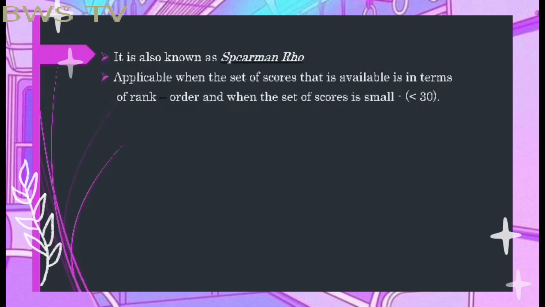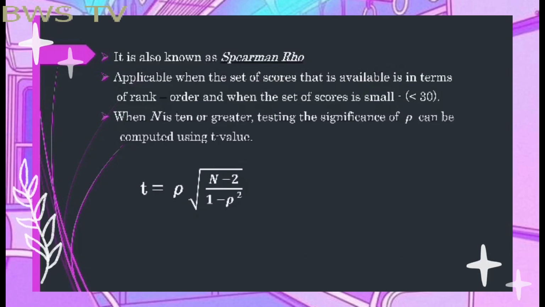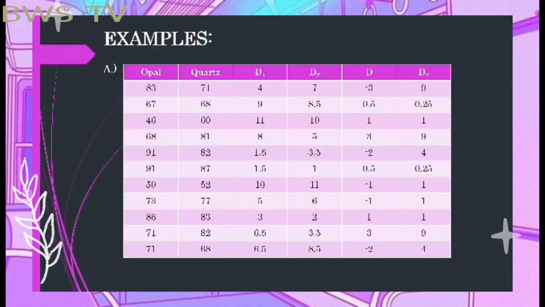It is applicable when the set of scores available is in terms of rank or order, and when the set of scores is small, or less than 30. When n is 10 or greater, testing the significance of rho can be computed using the t-value, where t equals rho times square root of n minus 2 over 1 minus rho squared. I am now going to show you how to solve for rho and the t-value.